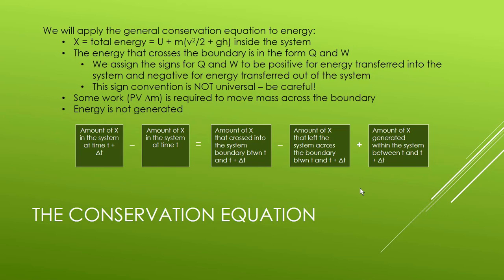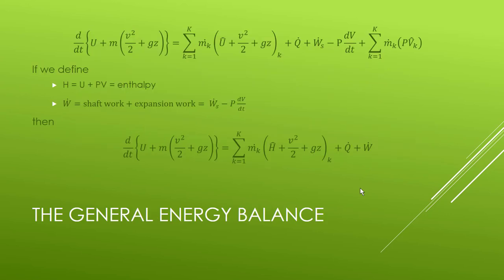Now, in addition to the Q and W crossing the boundary, you may have some mass that crosses the boundary, and that mass is going to require some work to move across the boundary. This work is going to be PV times the incremental mass moved over the boundary during the time period. We do not have energy generation, however, and so this simplifies to this form here.